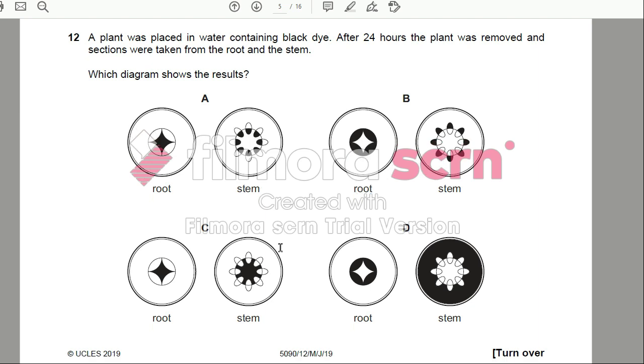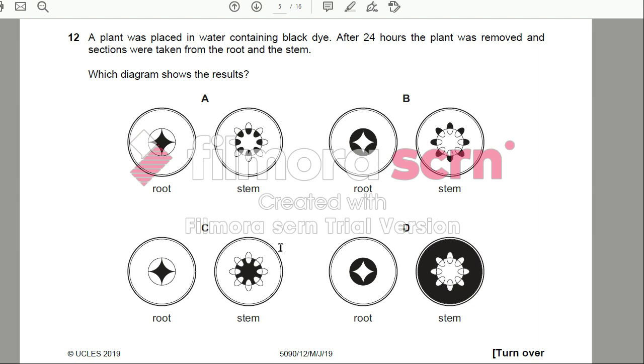A plant was placed in water containing black dye. After 24 hours the plant was removed and sections were taken from the root and the stem. Which diagram shows the result? Actually we have to prove two different relations in this question. First, the position of vascular tissues, and second, which tissue will be involved in the movement of water. Definitely xylem is involved in the movement of water, and xylem will get stained. Then we have to discuss the correct position.